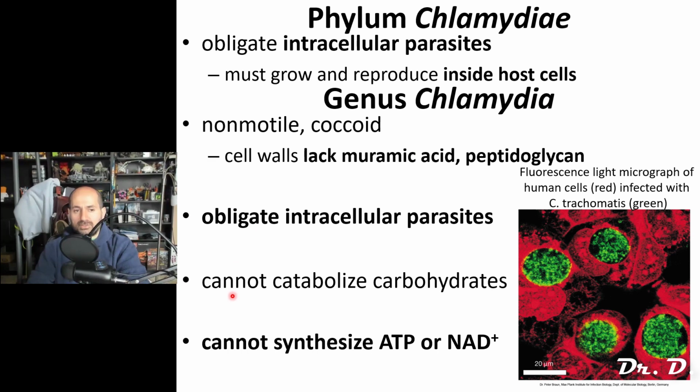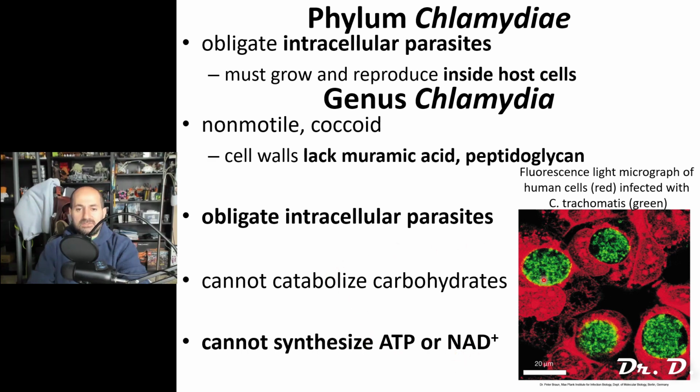These cannot create their own sugars. They cannot catabolize carbohydrates. Sorry, not only create, because animals can't create carbohydrates either. They can't break down sugar. So they don't have a way of breaking down sugar. They don't have a way of making ATP. They don't have a way of regenerating NAD+.